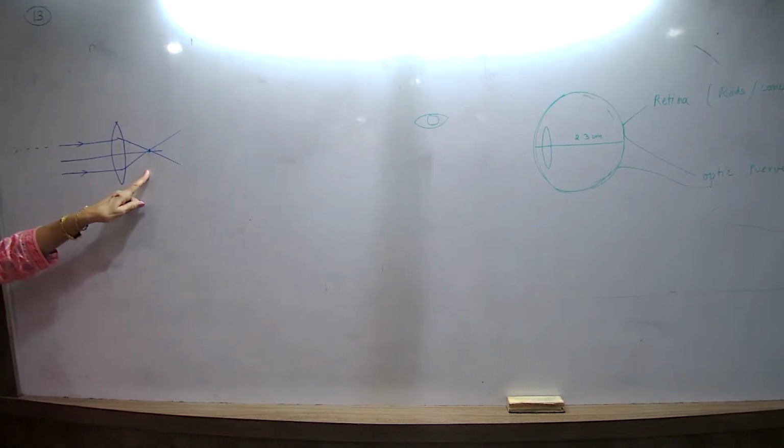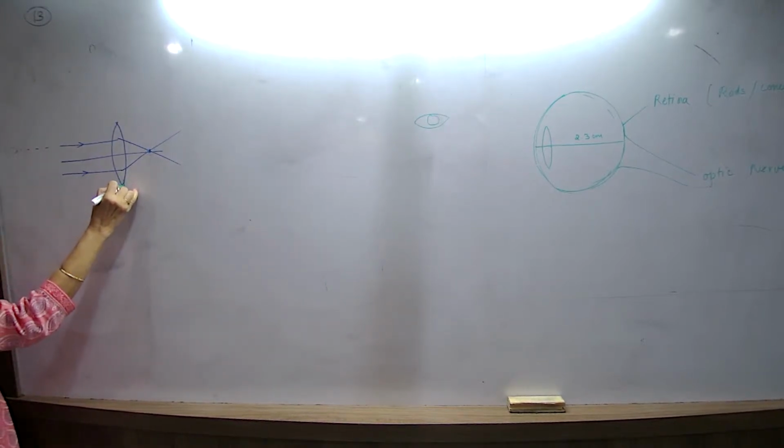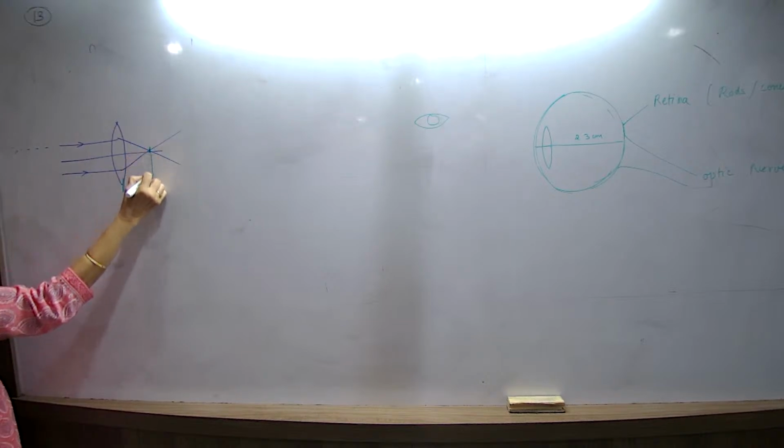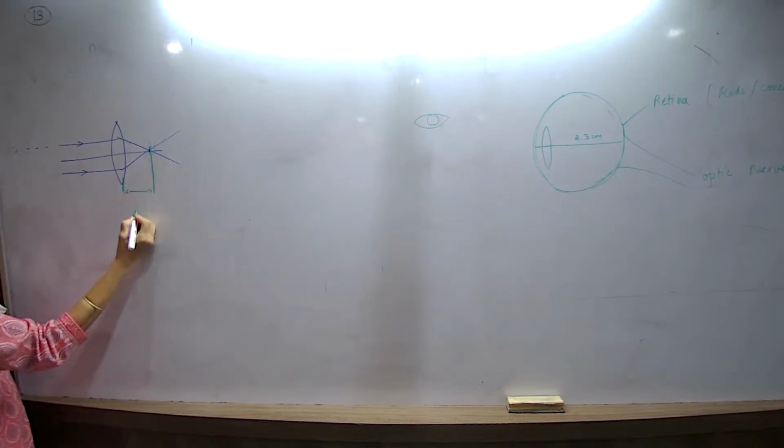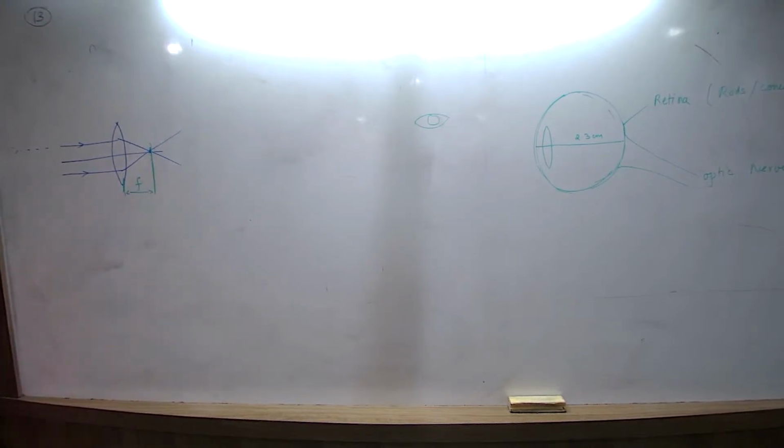Look at this diagram. This is your lens. And this is your F. That is your focal length. So what is this distance called? Focal length. Now tell me, what is the focal length? 1.15.